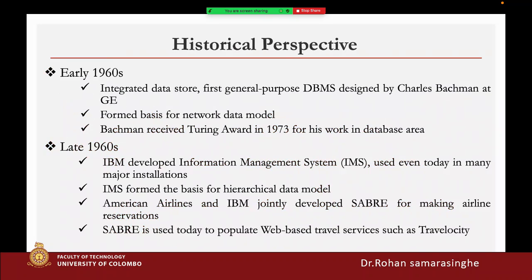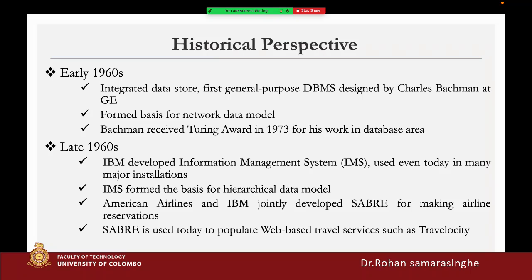And when we consider the historical perspective of these databases, in the early 60s, the Integrated Data Store, the first general purpose DBMS, was designed by Charles Bachman at GE, General Electric. It formed the basis for the network data model, and Bachman received the Turing Award in 1973 for his work in the database area.